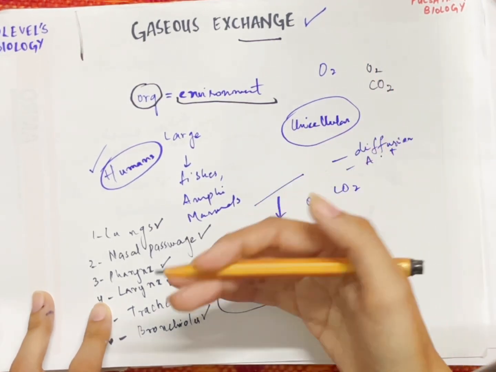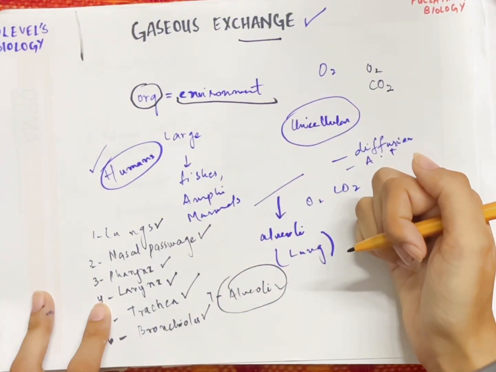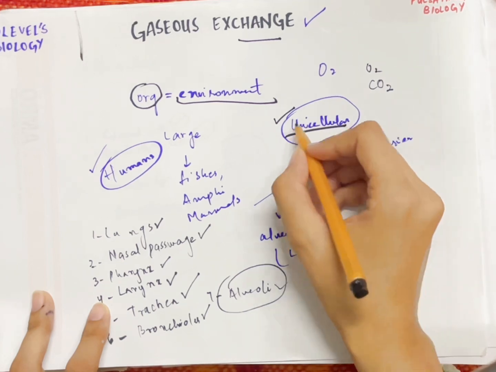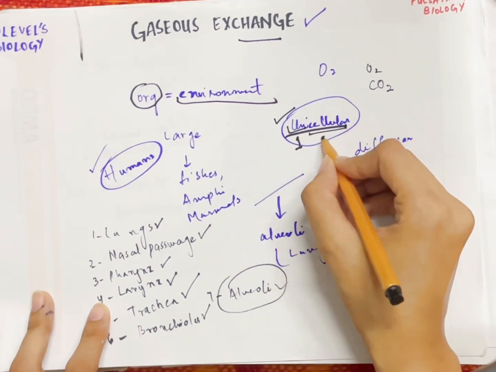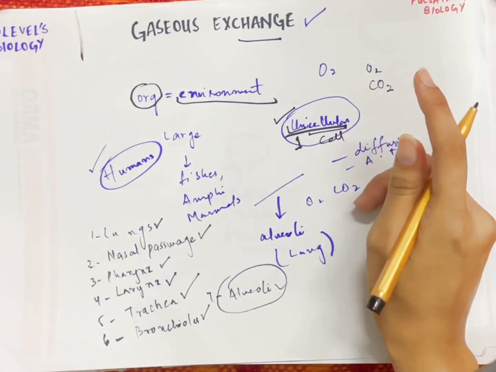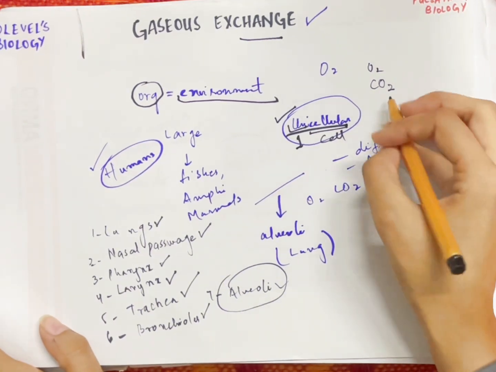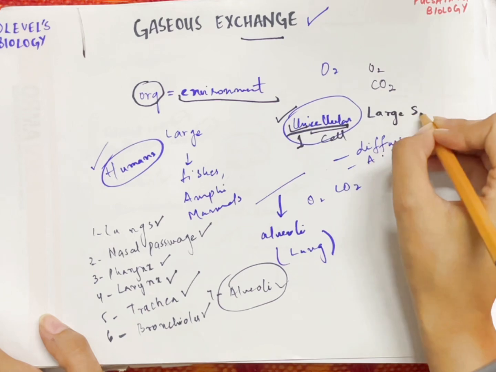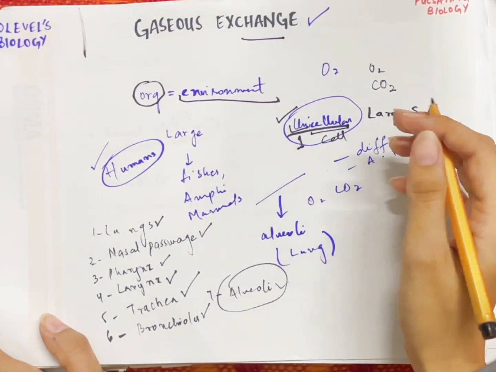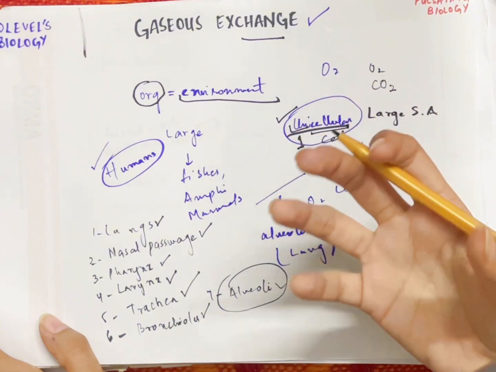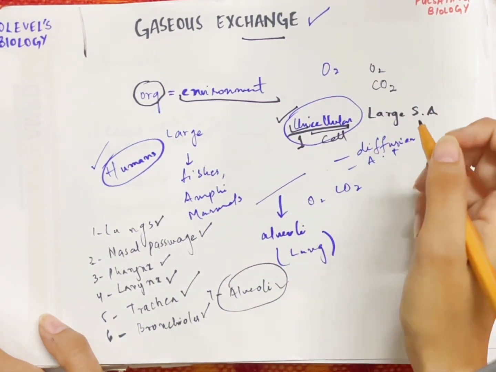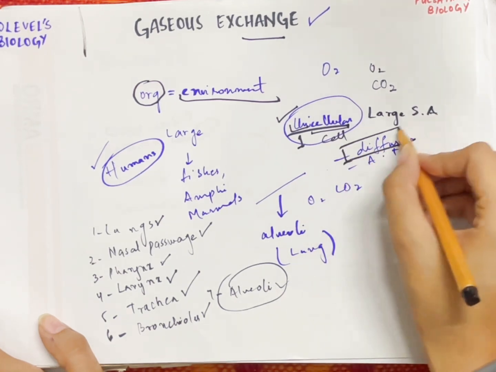The gas exchange differs with the kind of organism that is present. For example, take unicellular organisms: uni means one and cellular means cell. Those organisms that consist of only one cell have a very large surface area to volume ratio. What happens because of that? They do not require any special gaseous exchange system or any special organs for efficient gaseous exchange. Instead, they use a mechanism known as diffusion.